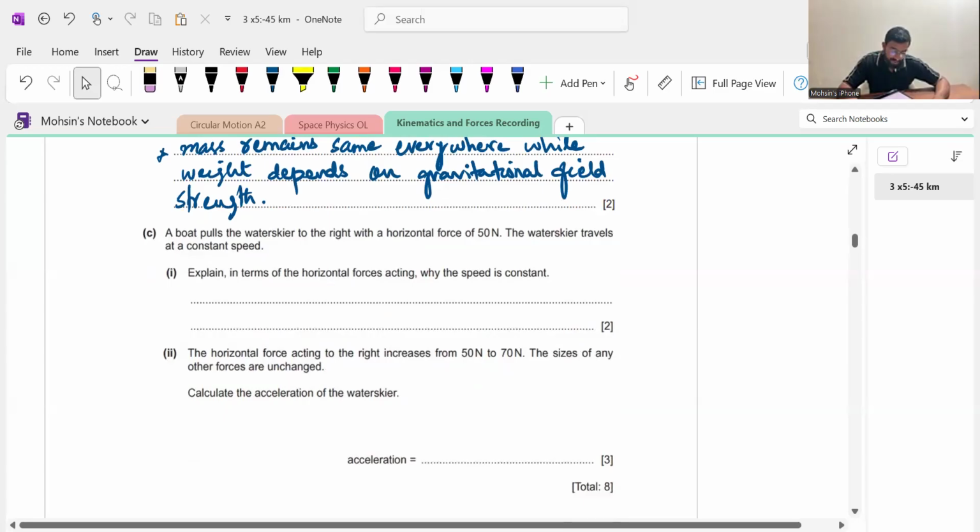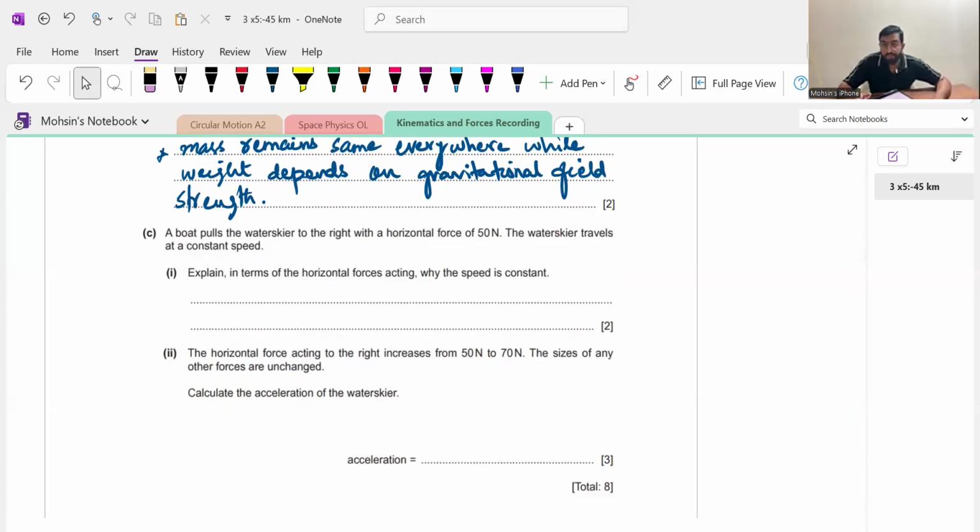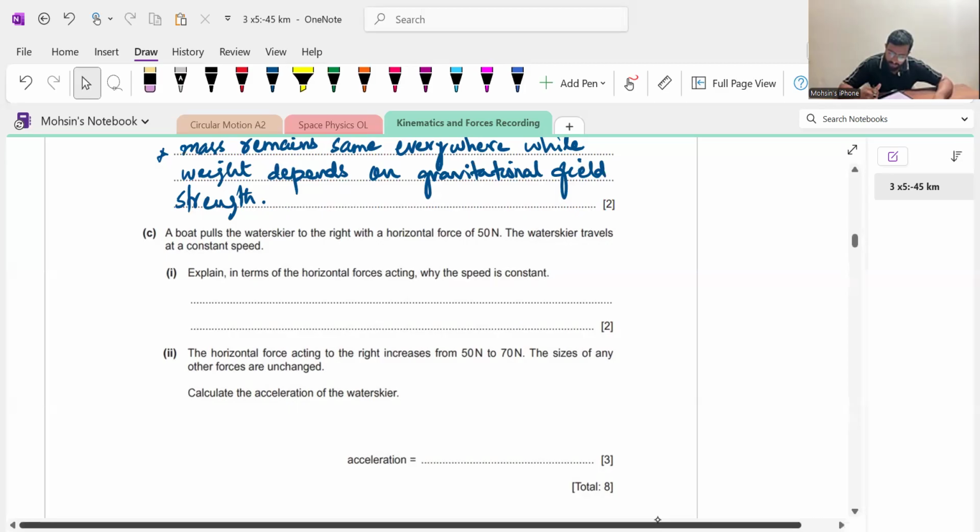A boat pulls the water skier to the right with a horizontal force of 50 Newton. The water skier travels at a constant speed. Explain in terms of horizontal forces acting why the speed is constant. Speed is constant means acceleration is zero. Acceleration is zero means resultant force is zero. And resultant force is zero when forces are balanced. So it means forward force is balanced by the backward resistance force, like 50 Newton is balanced by other 50 which is acting in opposite direction.